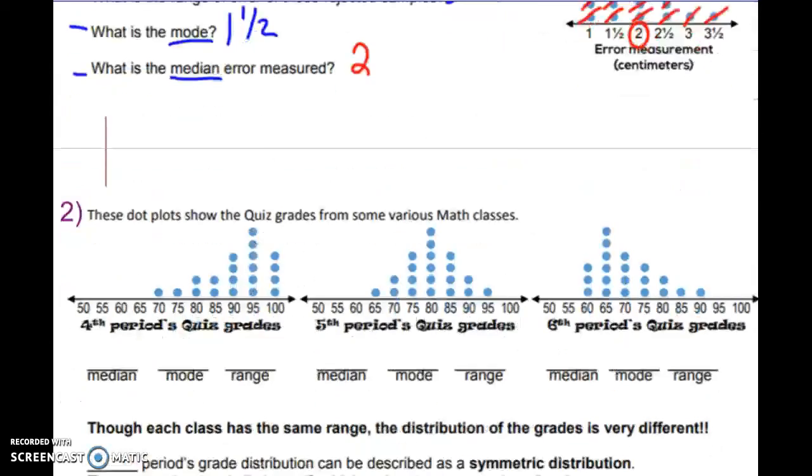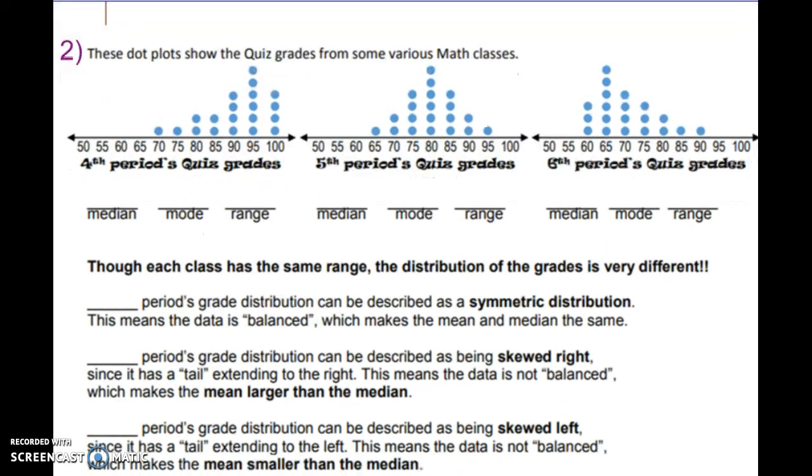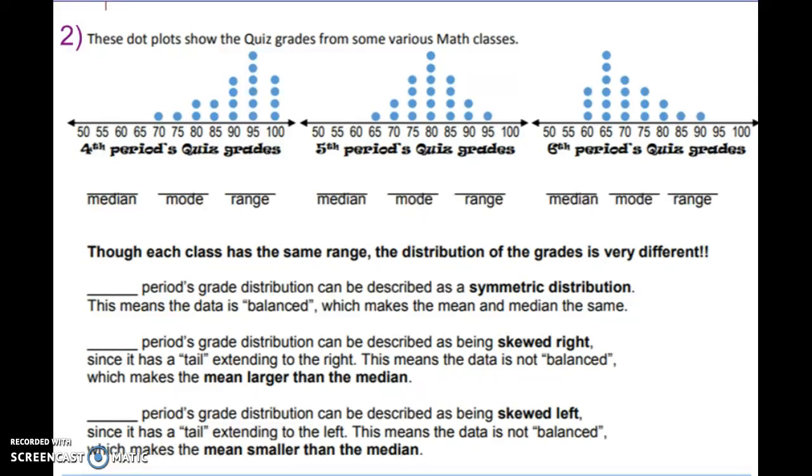Okay, now let's move on to number 2. These dot plots show the quiz grades from some various math classes, and you actually have 3 dot plots that we're going to be looking at, and you should have done several things with those 3. You should have found the median, mode, and range with each of those. All right, so if you look at the first dot plot, to find the one in the middle, hopefully you crossed out your lowest and highest until you kept doing that.